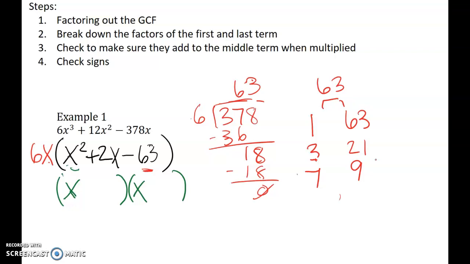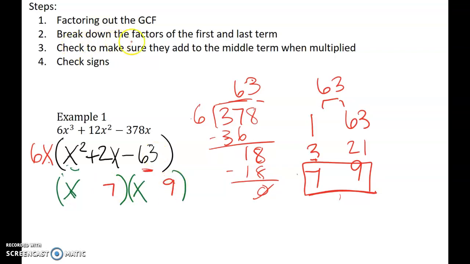Now, my rule of thumb that I always use is I always try the 2 that are closest together. So 7 and 9 are closer together than 21 and 3, or 63 and 1, right? So I'm going to use this pair to multiply to 63. So I'm going to try a 7 and a 9.